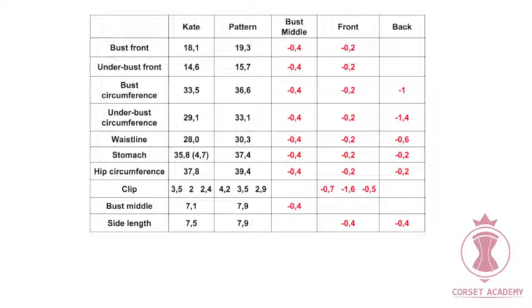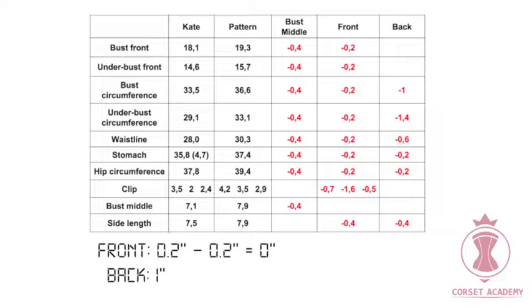There is quite a significant dispersion of values here. I need to remove 0.2 inches at the front and 1.4 inches at the back. Therefore, the difference between the values along the bust line and the under bust line is as follows. At the front, 0.2 inches minus 0.2 inches equals 0 inches. At the back, 1 inch minus 1.4 inches equals minus 0.4 inches.